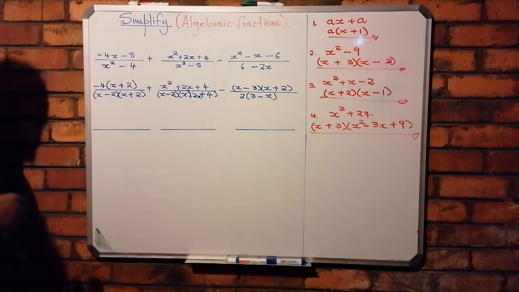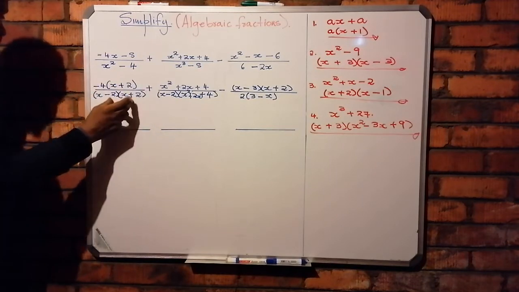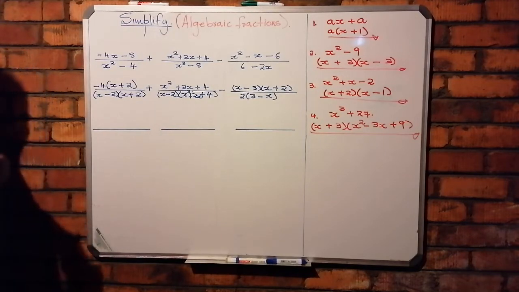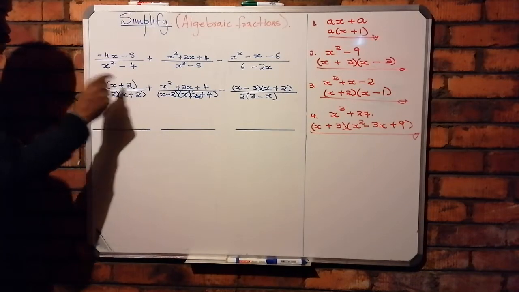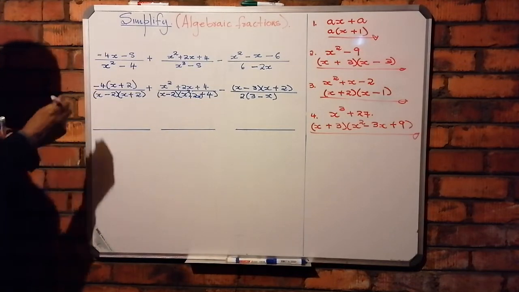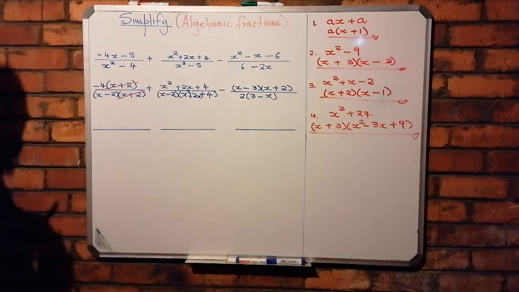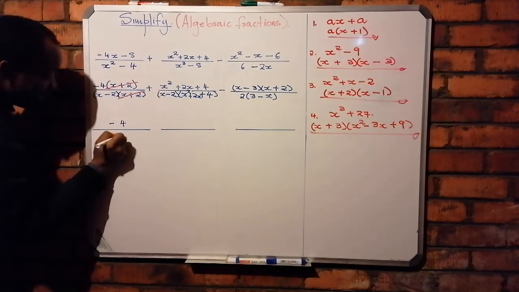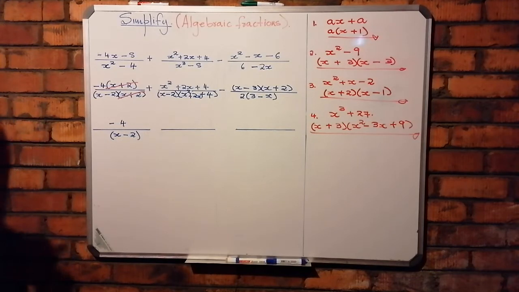What is the next step? Because I'm now multiplying and dividing and multiplying, I look for those that are the same and cancel them. Can you see that I've got minus 4 times x plus 2, x minus 2 times x plus 2? That means I'm going to cancel this bracket and that bracket. I'm left with minus 4 divided by x minus 2. Nice one. Let's move on.